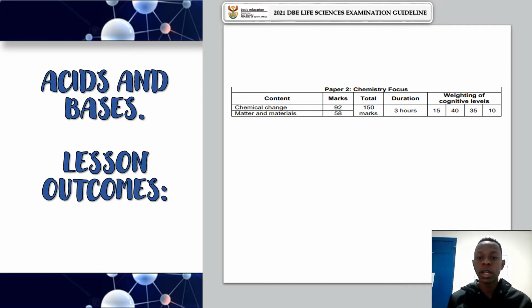Then if we look at our examination guideline, we can see that chemical change has 92 marks. So it's a lot of marks, guys. And remember, in chemical change, we have 3 topics: rates of reactions, chemical equilibrium, and acids and bases. So today in this lesson we are going to cover acids and bases only. The other 2 topics will be covered soon by my colleagues.